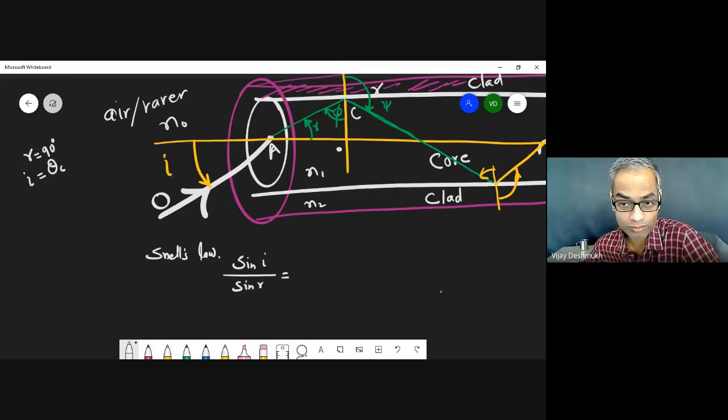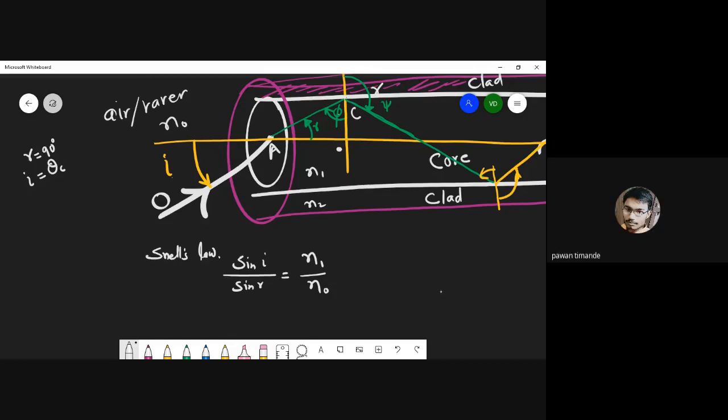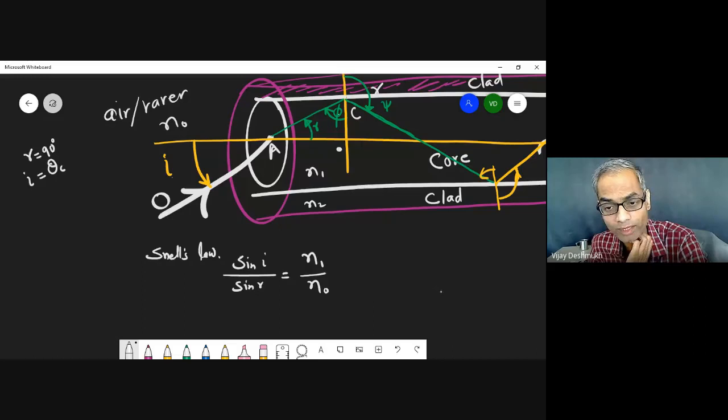N1 ज़्यादा है, ठीक है? This is denser and this is rarer. And we know that when the light goes from rarer to denser, the sin I upon sin R is always greater than 1. So this is N1 upon N0. ये समझ में आ गया? Yes, sir. The sin I upon sin R should be taken as the next medium divided by the first medium. Okay.